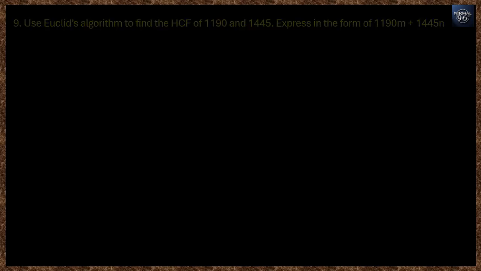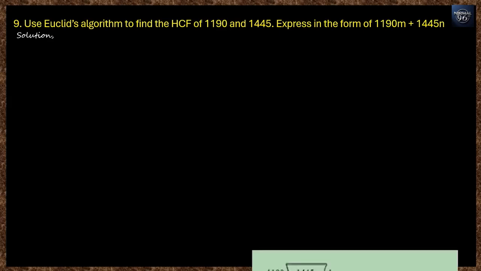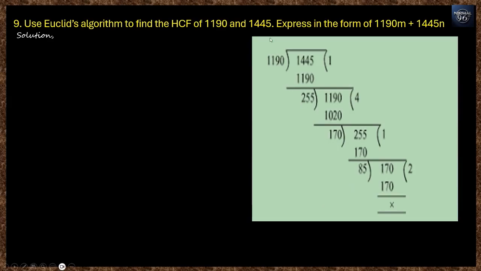Now let's see question number 9. Use Euclid's algorithm to find the HCF of 1190 and 1445, expressed in the form of 1190m plus 1445n. So we have a solution. Before solving this with Euclid's algorithm, first let's see the division of 1190 and 1445. We have done these divisions earlier in primary school and middle school, so this will help us to solve this question.